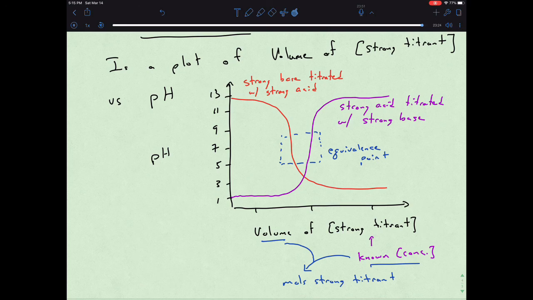We'll get more into the plotting later with specific examples of not only strong acid, strong base types of titrations, but also getting into weak acids and weak bases and how we can titrate them using strong base titrants and strong acid titrants. That's the topic of the next lecture.